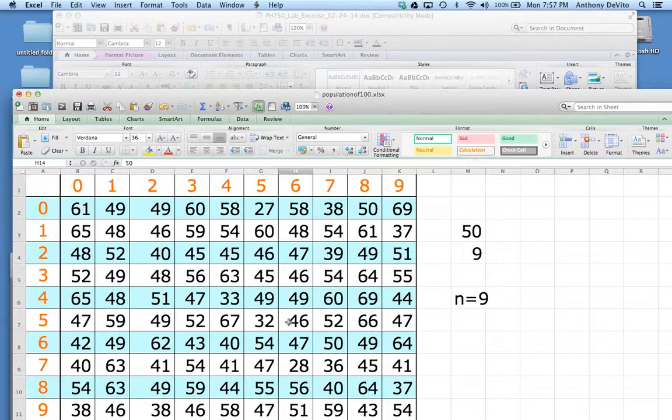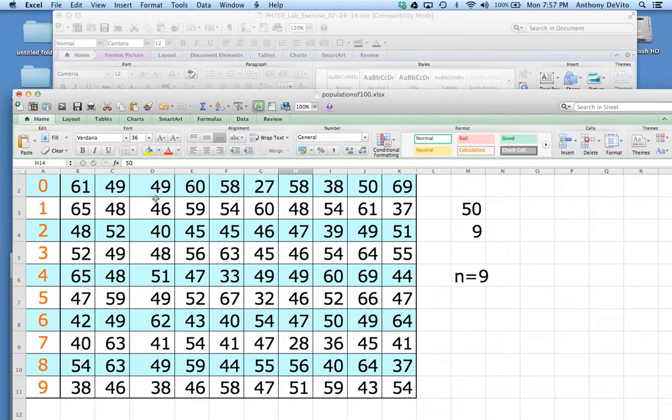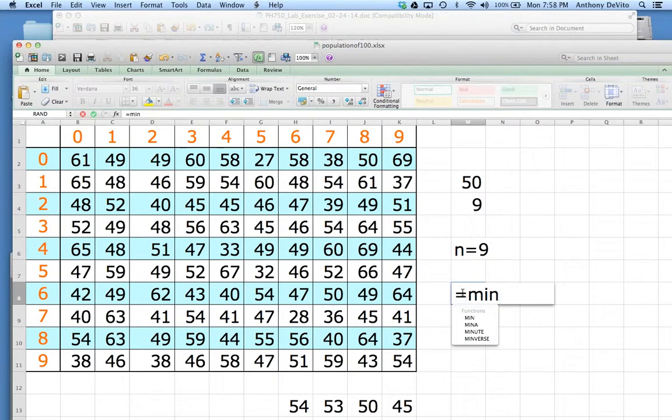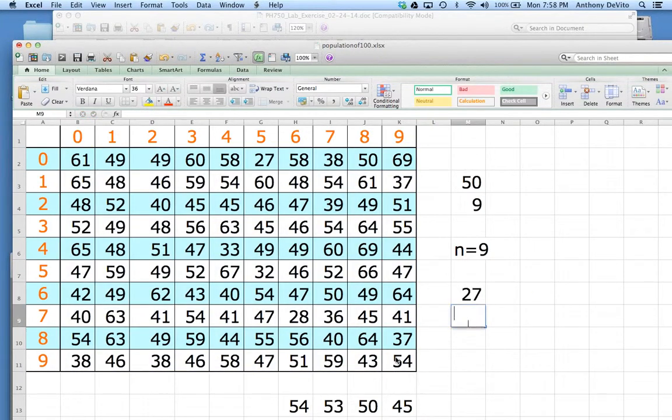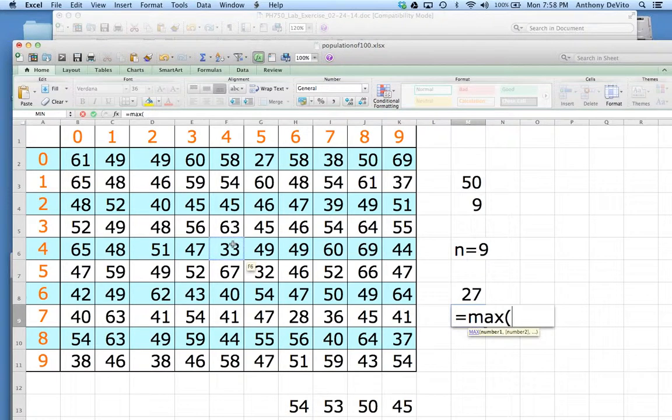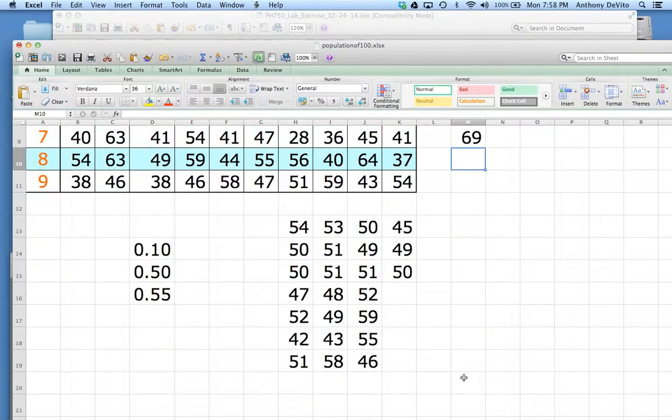Okay, in my Excel sheet, let's see. Here we go. One of the things I'm curious about is the minimum number and the maximum number here. Equals minimum. Okay, the minimum number, the smallest number here, is 27. And the largest number here is 69. Okay, so I'm going to start with that.